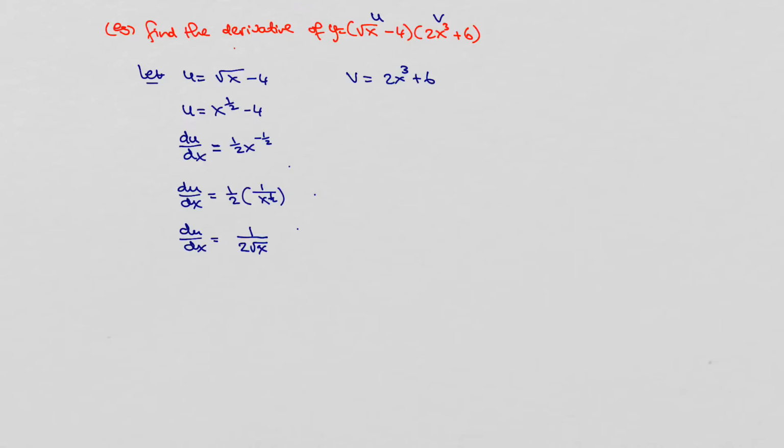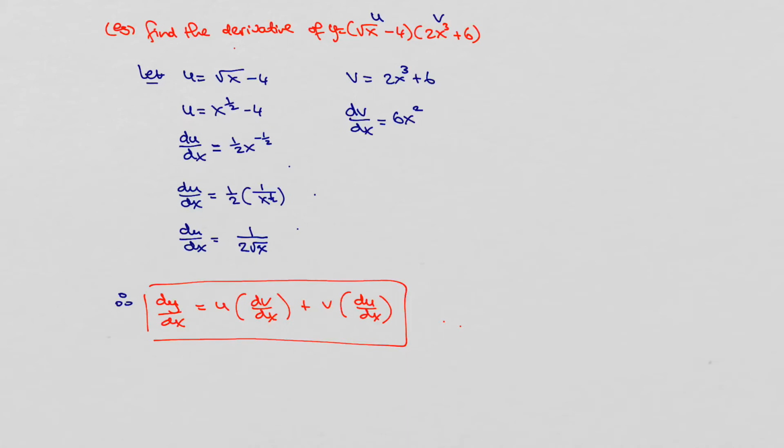If I look at v then, v is equal to 2x cubed plus 6. So if I get dv dx, bring down the power, multiply it by the coefficient. So 3 times 2 is 6. Take 1 away from the power, so 3 minus 1 is 2. And if I differentiate 6, I get 0. So now I have u, v, du dx and dv dx. And we say on page 25 of our maths tables that dy dx is equal to u times dv dx plus v times du dx.